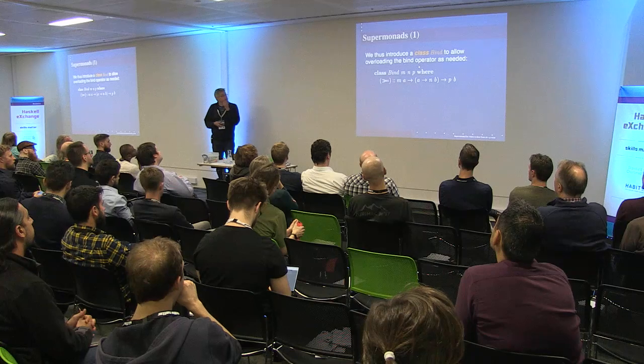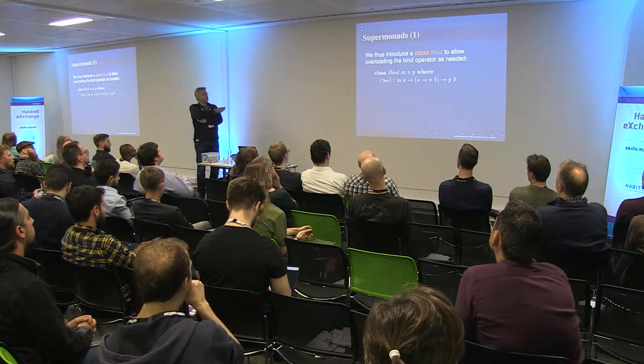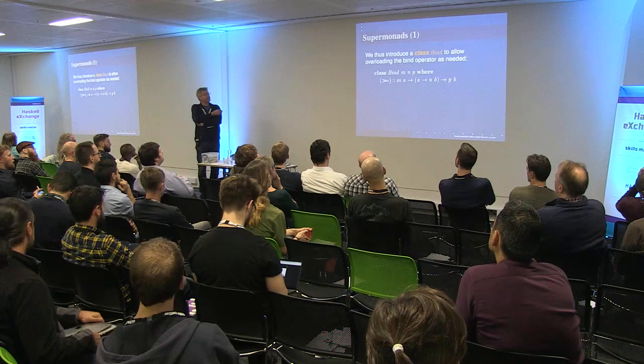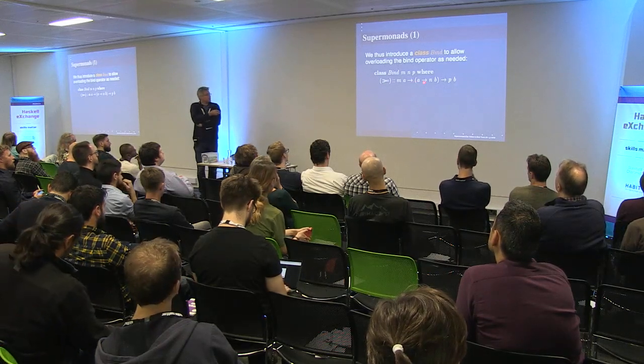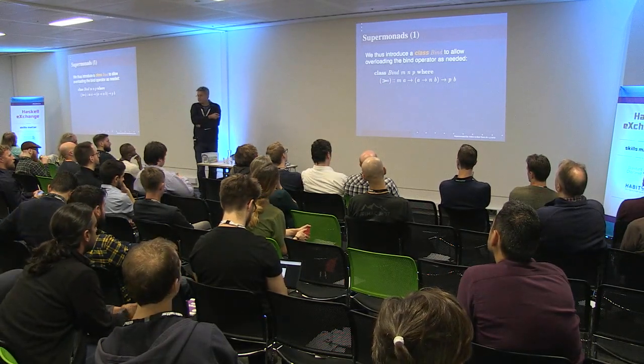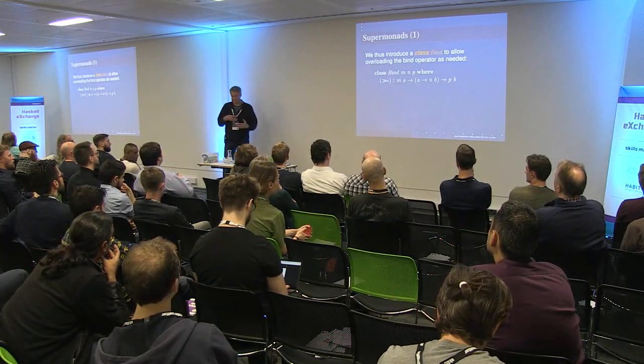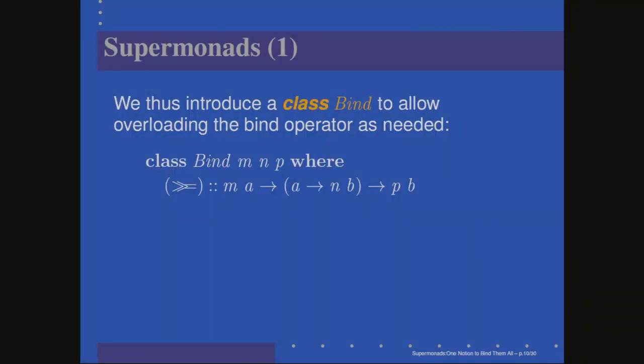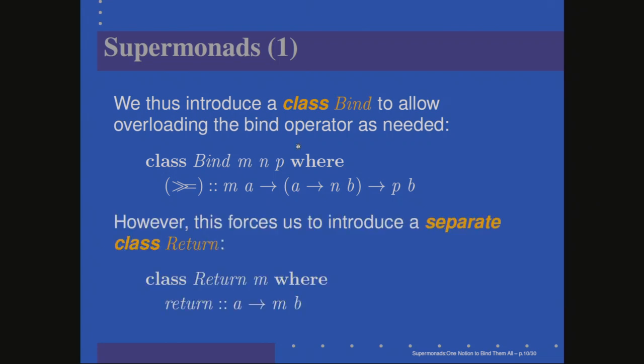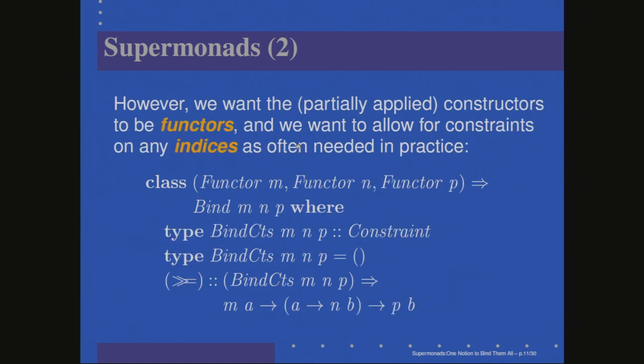And how can we do that? Well, let's introduce a class called Bind then, a 3-parameter type class, where we overload the bind operation in the obvious way, like this. Okay? Now, an immediate consequence of this is that in the usual Haskell monad class, it contains both the bind and the return. But now we need a separate class for return because return only mentions a single type constructor. So we now need a separate class Return like this. Okay. So we are forced to tear them apart like so. Okay, this looks promising. What can we do with this?